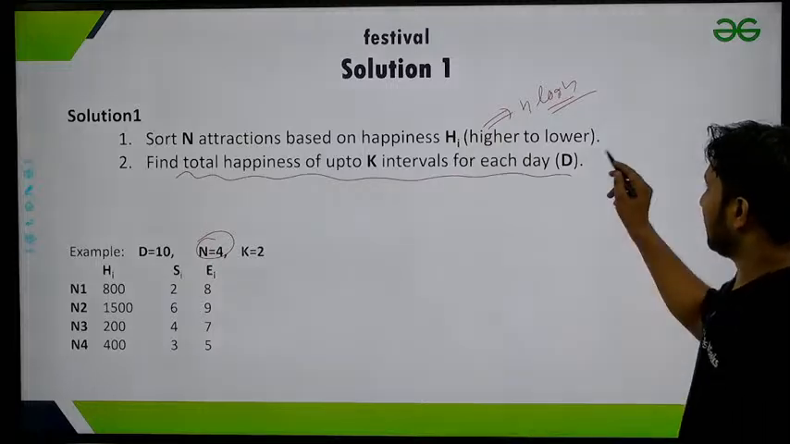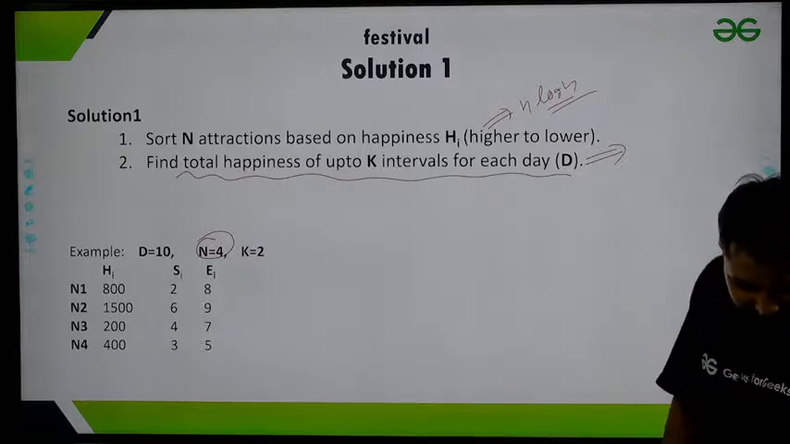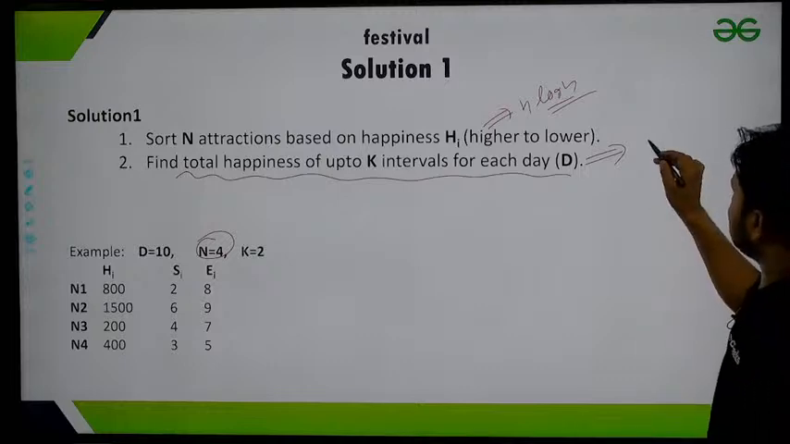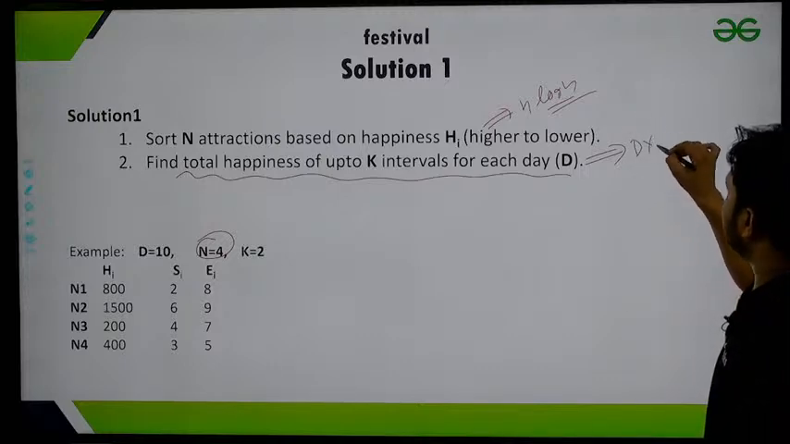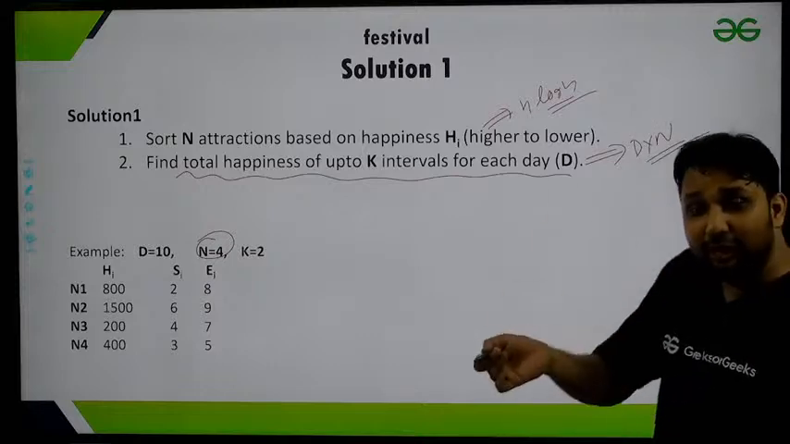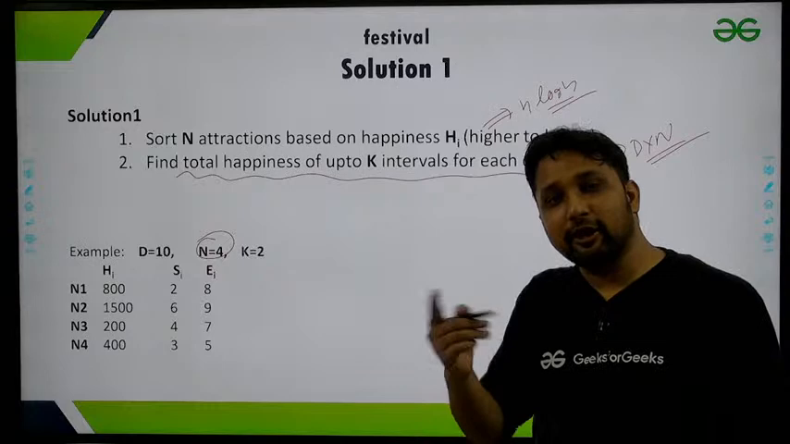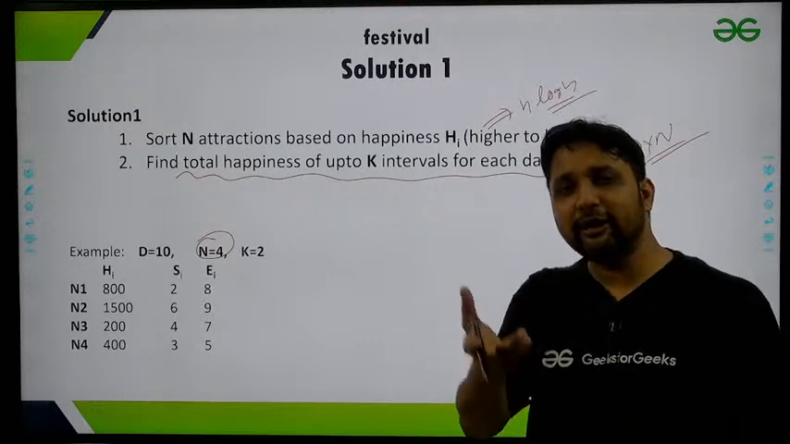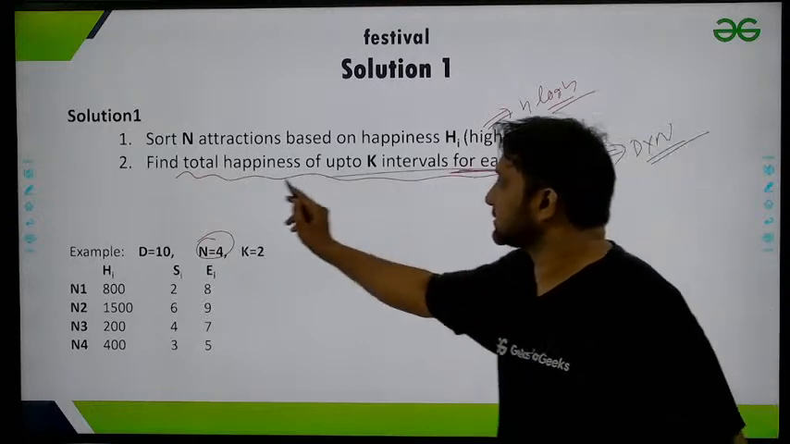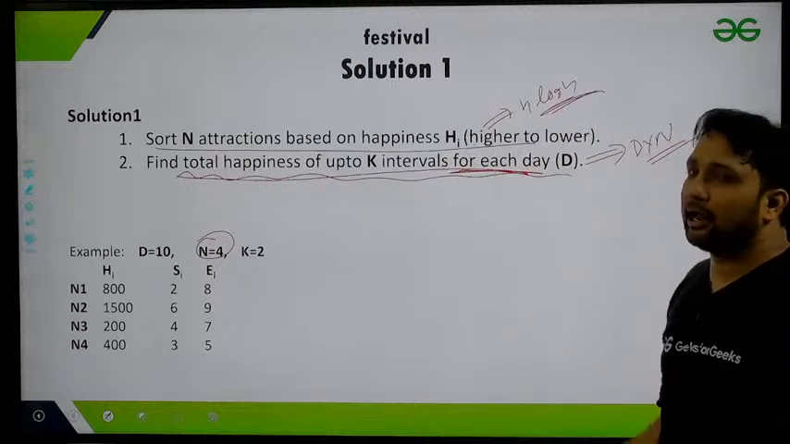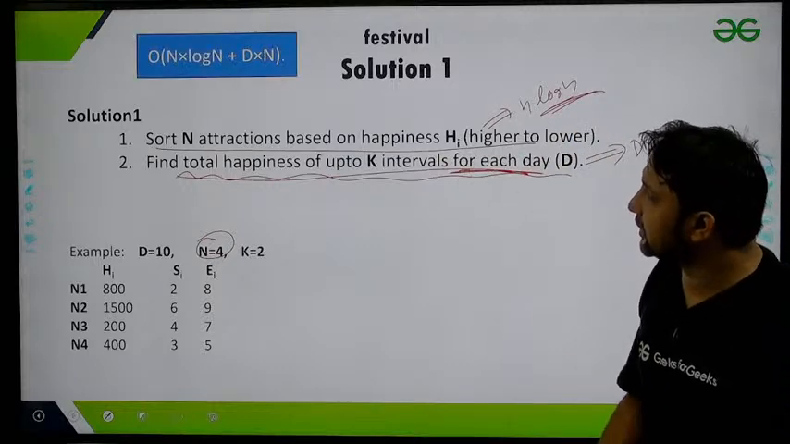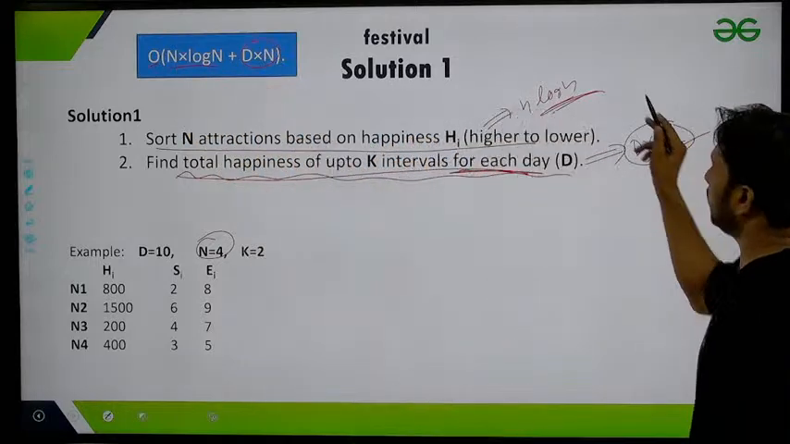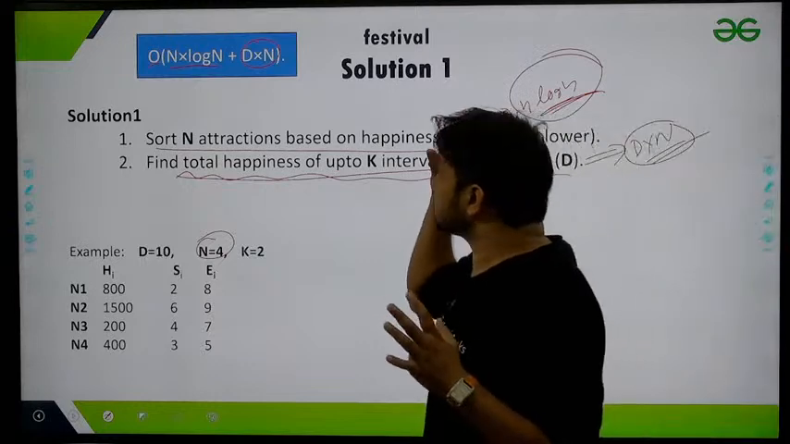Okay, so what will be the complexity of the second step? That will be d into n. For every day you are taking n steps. For day 1, day 2, day 3, day 4, day 5, every day you take n steps. You have d days, so d into n is the complexity of this second step. For the first step you are sorting, that's n log n. Total complexity will be order of n log n plus d into n. That is the complexity of this solution.